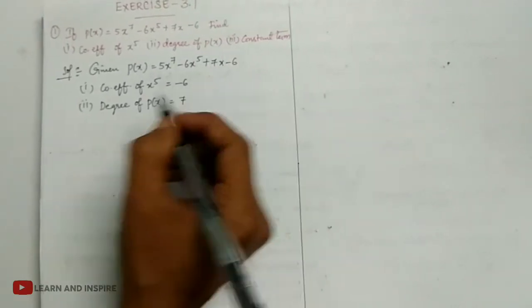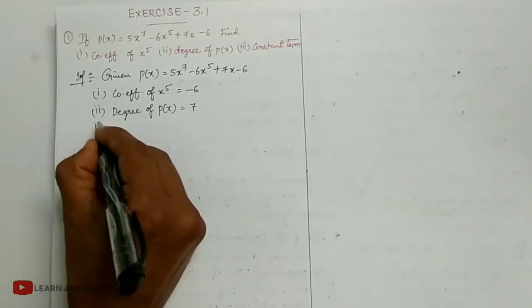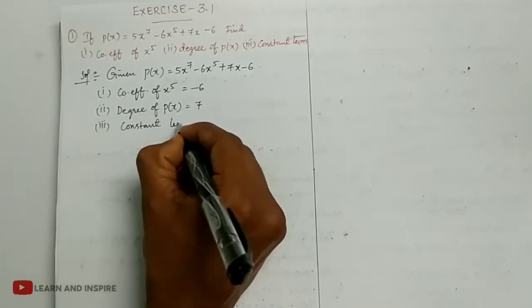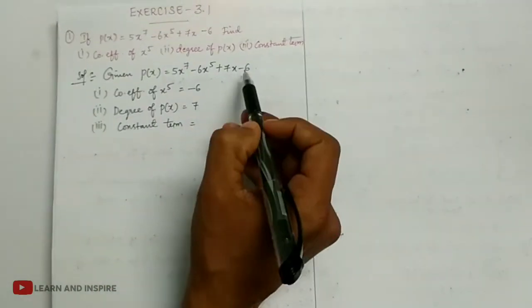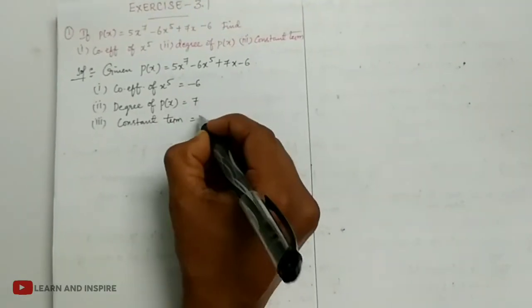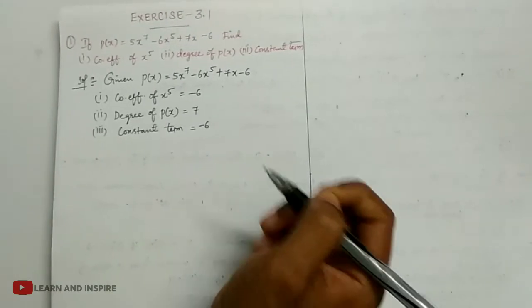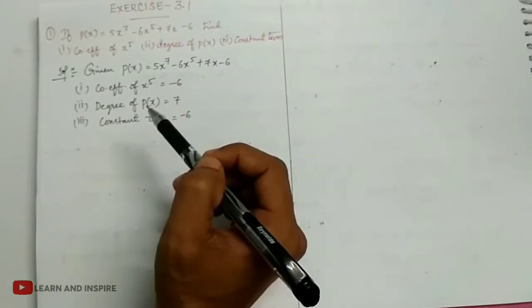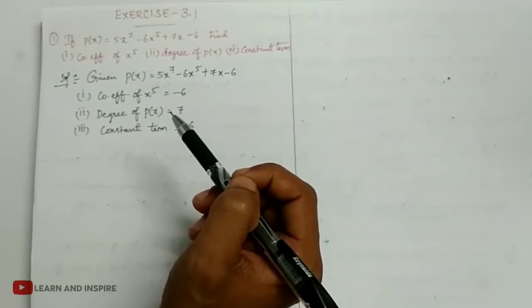Okay, third one, the constant term. What is the constant term in the given polynomial? The constant term is minus 6. We have to represent that sign also. So minus 6 is the constant term in the given polynomial. Understood? So this is question number 1.